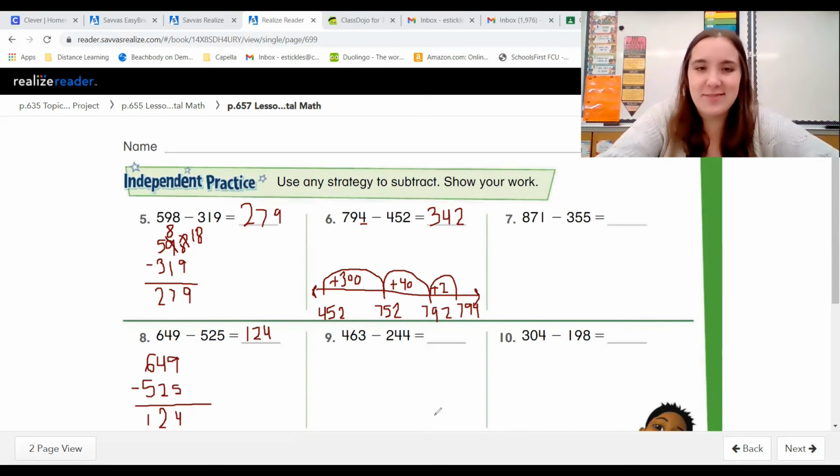Are you ready? Okay. For this one, I am going to do using easier numbers. So I'm going to do 463 minus 243.